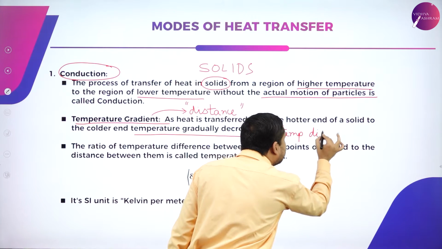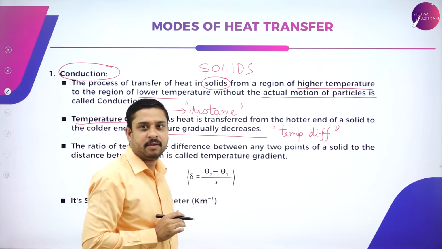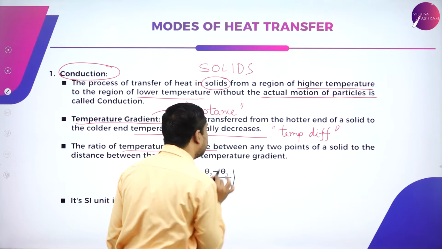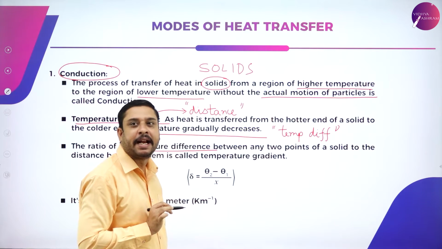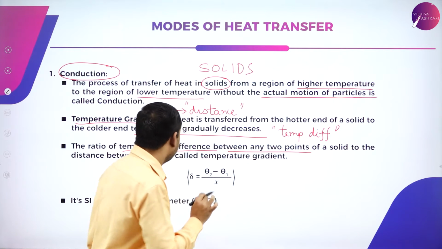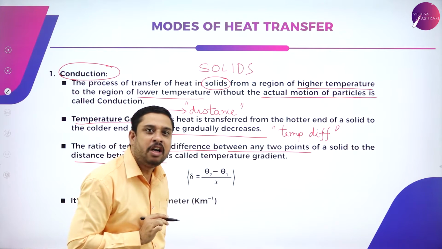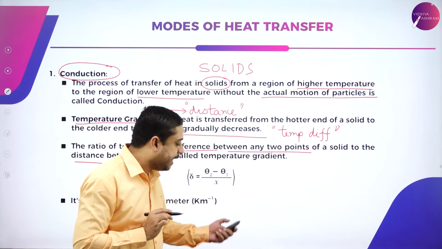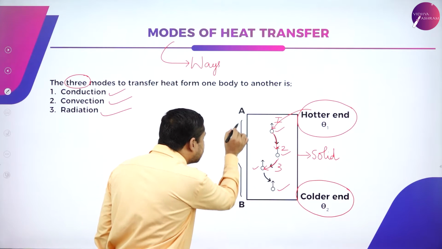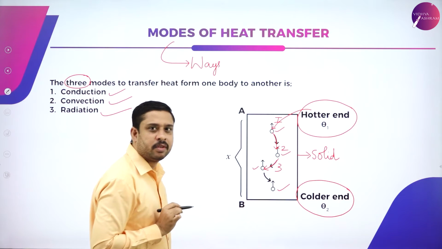temperature difference between the two ends of the solid. And the ratio of temperature difference between any two points of a solid to the distance between them is called temperature gradient. You will observe, students, x is the distance between the points A and B.